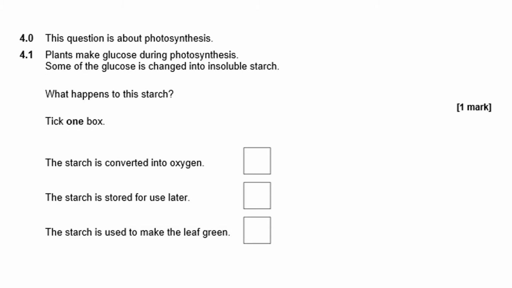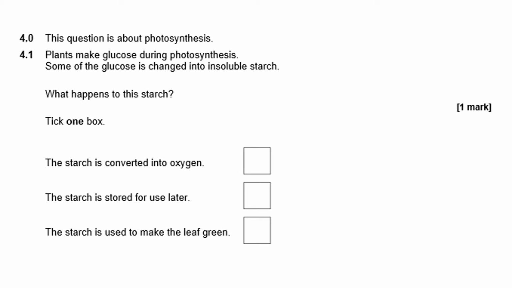Right, question number 4. This question is about photosynthesis. Plants make glucose during photosynthesis. Some of the glucose is changed into insoluble starch. What happens to this starch? Tick 1 box. Now again, it's worth 1 mark, so please make sure that you are only ticking 1 box if you've been asked to do so.